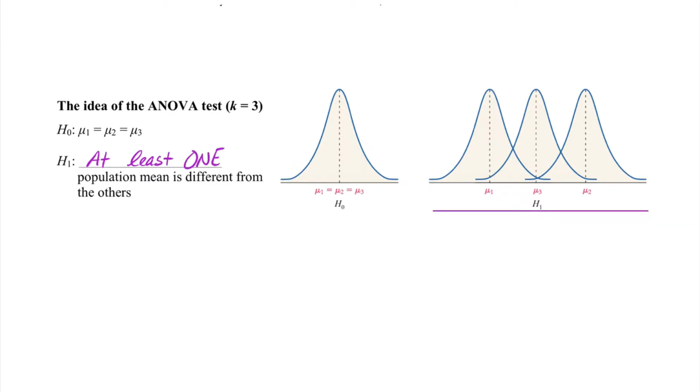Now let's make sure we're careful on that. Our diagram shows three different means. However, that's not our actual alternative hypothesis. The alternative hypothesis is simply that at least one population mean is different from the others. It may be that mu1 is equal to mu2, but if mu3 is different, then that means we get to reject the null hypothesis, like we've done with other hypothesis tests.